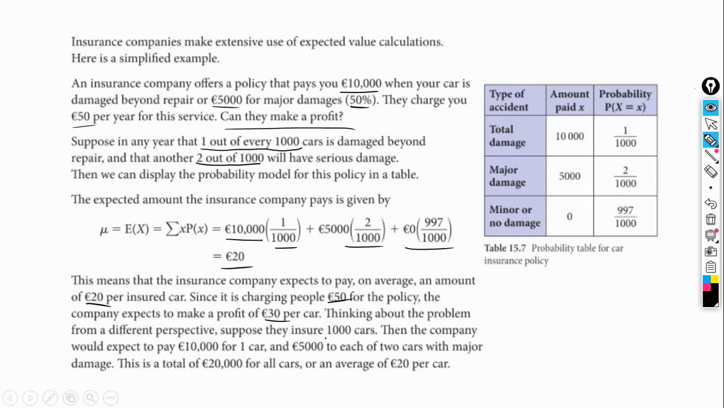Now, if they have 1,000 cars, that means that they're expected to pay 10,000 for the first car and 5,000 to each of the other two cars with major damage, for a total expense of 20,000 for all the cars. And then that means that they make 10,000 euros, right? Now, this is not realistic. Normally, they would have to take into account the variance and the standard deviation.